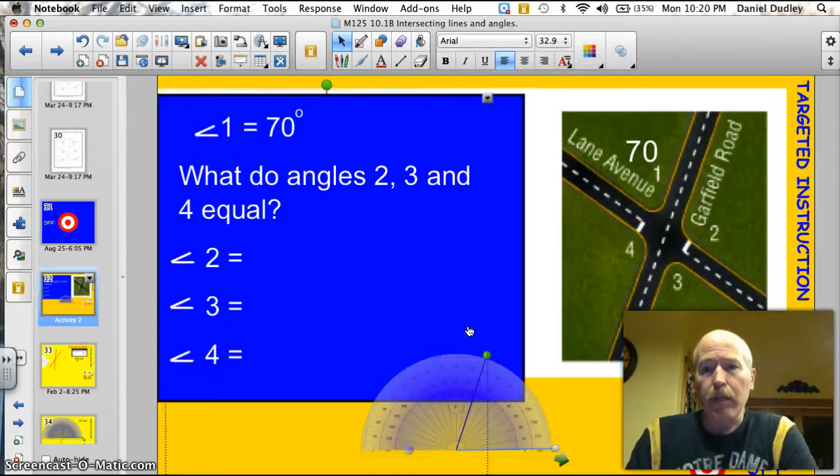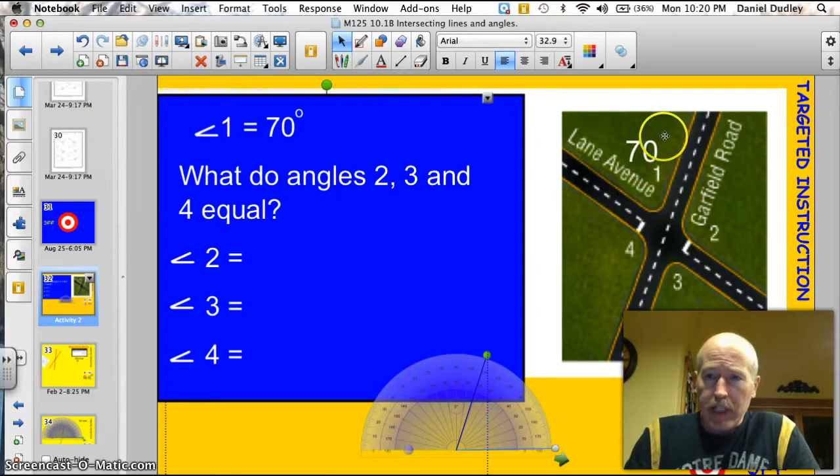Let's do this thing. Recognize this problem? Yeah, it's from last night. Remember Lane Avenue and Garfield Road? And we found out that we had adjacent angles and vertical angles. Well, tonight we're going to work on finding the measure of them. Here's what we know. We know that angle 1, right here, is 70 degrees.